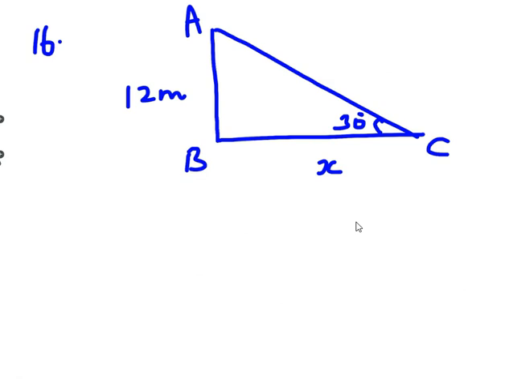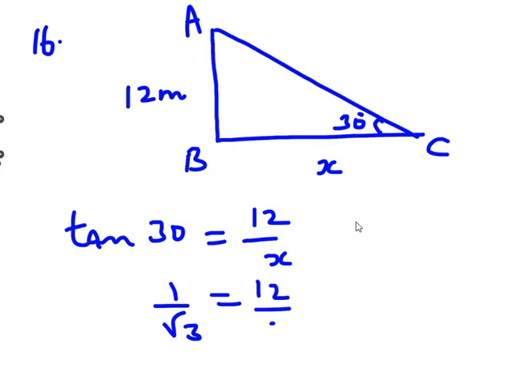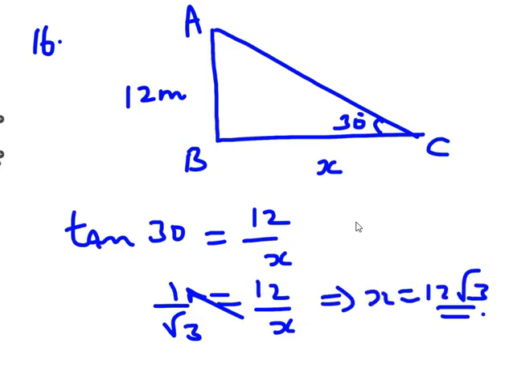Adjacent, opposite. Opposite by adjacent is tan 30. 1 by root 3 is 12 by x. X is how much? 12 root 3. Yes. It is there in option A. Right? Yes.